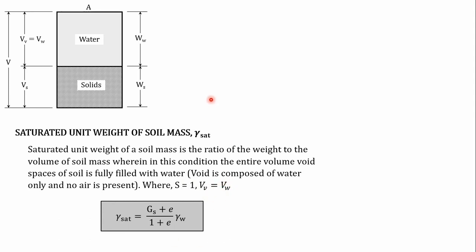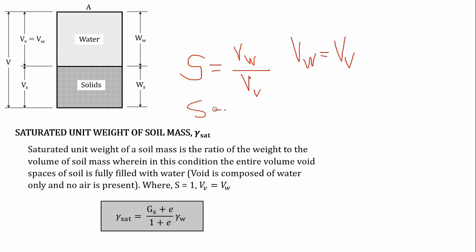Okay, paano nangyari na ang S is equal to 1? So the degree of saturation is equal to the volume of water divided by the volume of voids. Since ang volume of water is fully occupied niya yung volume of void, so therefore this is equal. Volume of water and volume of void is equal. So therefore since equal yan, S is equal to 1.